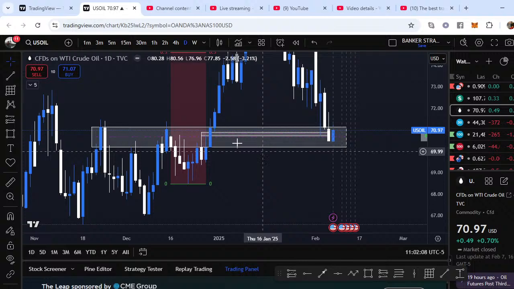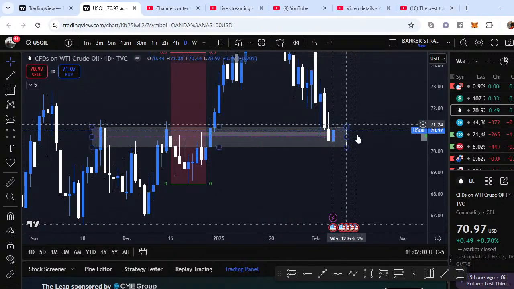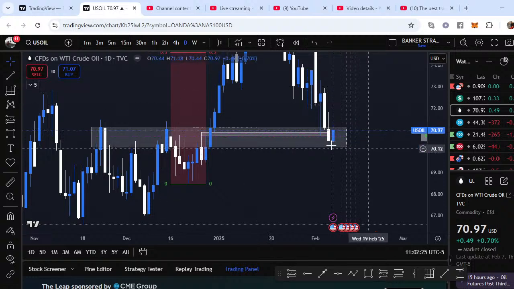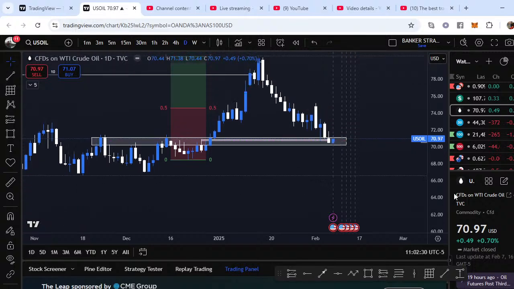Now, this right here is just your area of interest. Whatever you see here, price comes down, it reacts, and then it wants to go higher. So now our new range is from here to here, right?